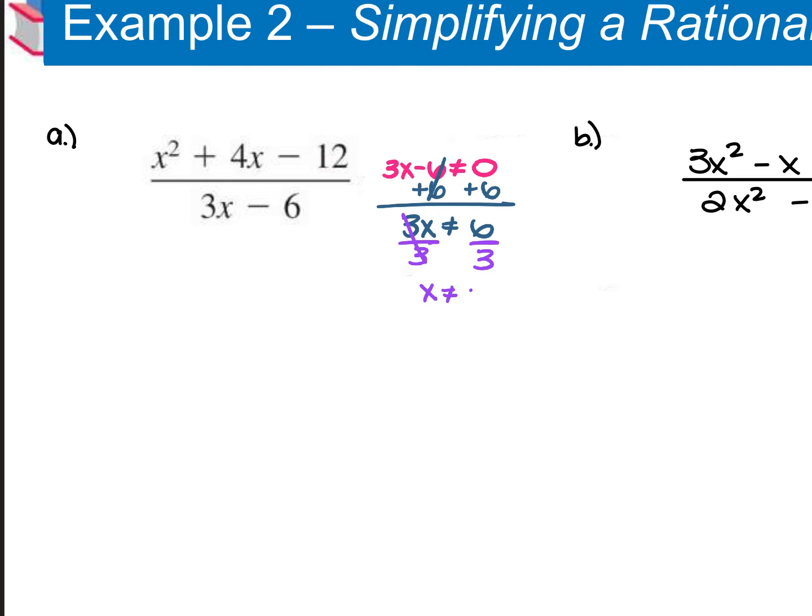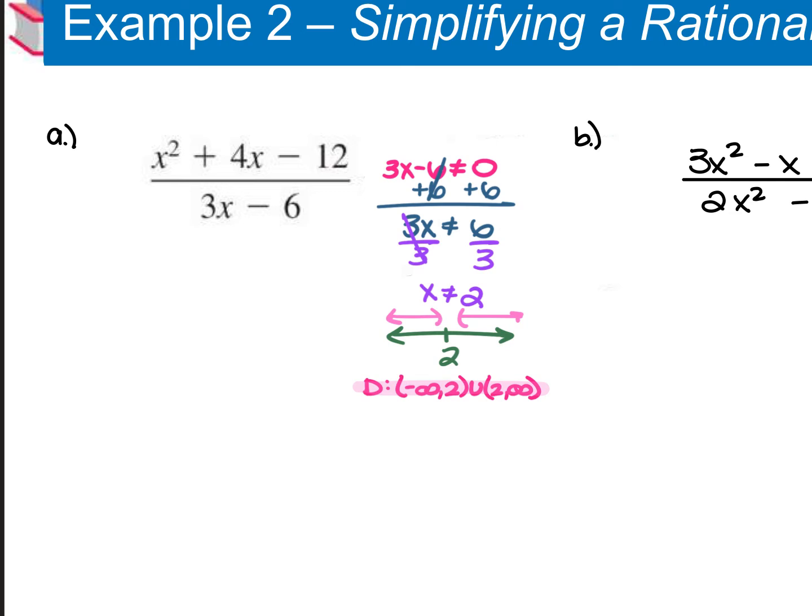X cannot equal 2. We said from the questions that we did before this, that if you were to graph this, this would include every number from negative infinity to positive infinity except 2. So that means you're going from negative infinity up to 2, then from 2 to positive infinity. So your domain for this one is just going to be from negative infinity to 2 with a union from 2 to infinity. That's part of your answer.